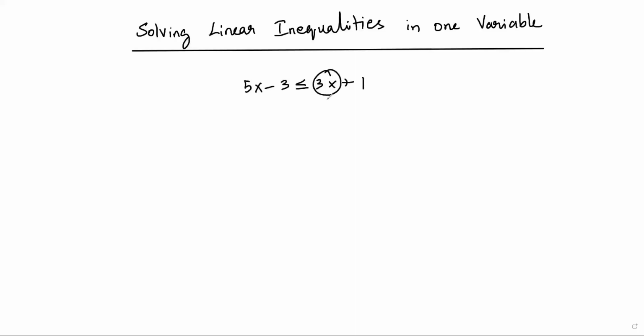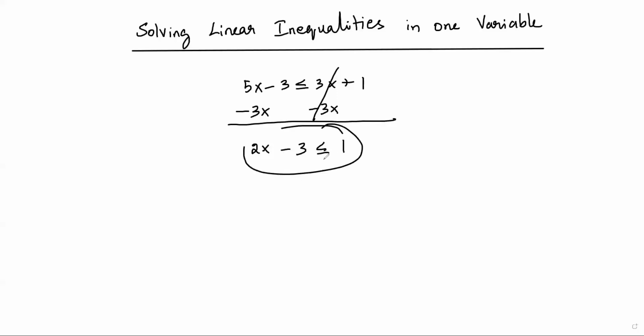So to get rid of this 3x, I have to subtract 3x from both sides. When I subtract 3x from both sides, 3x and negative 3x will cancel out. When I simplify 5x minus 3x, it will become 2x minus 3 less than or equal to positive 1. Now, it has become a regular inequality. We have the variable on the left side.